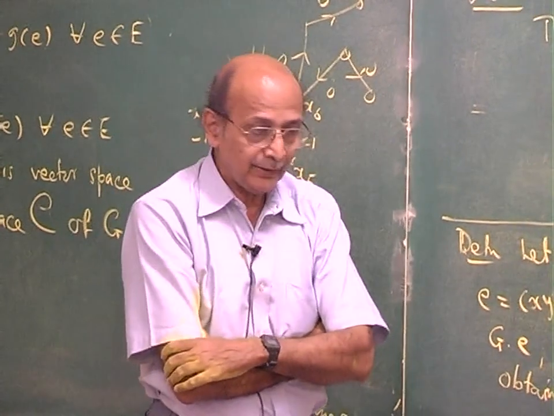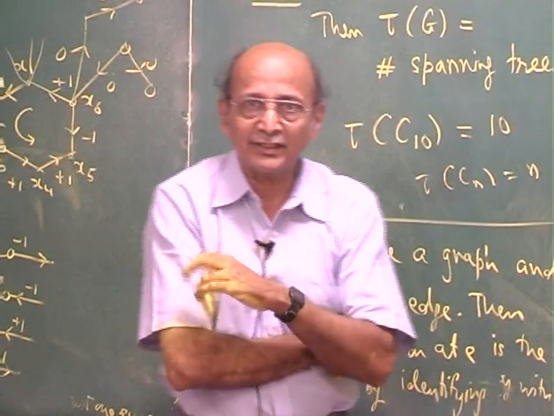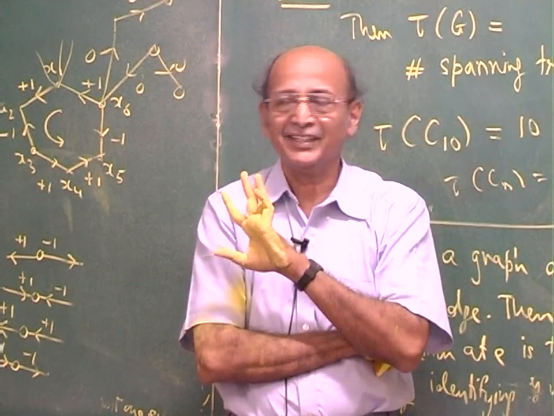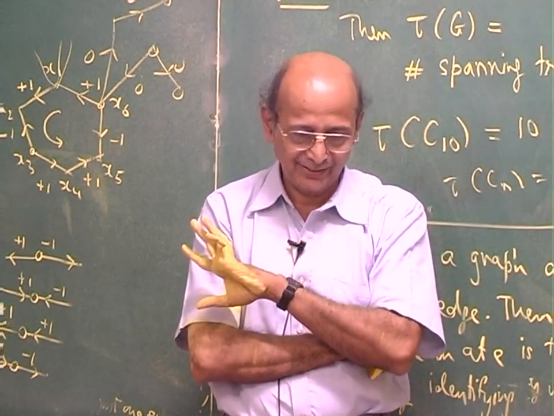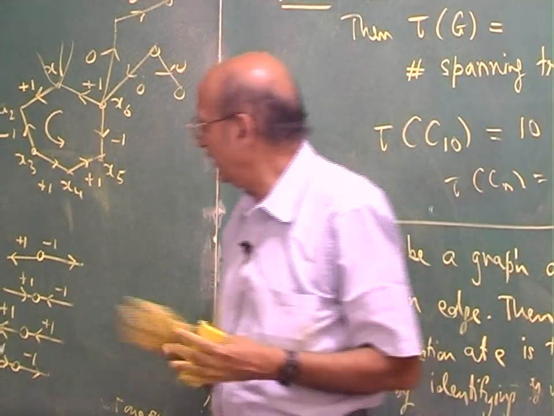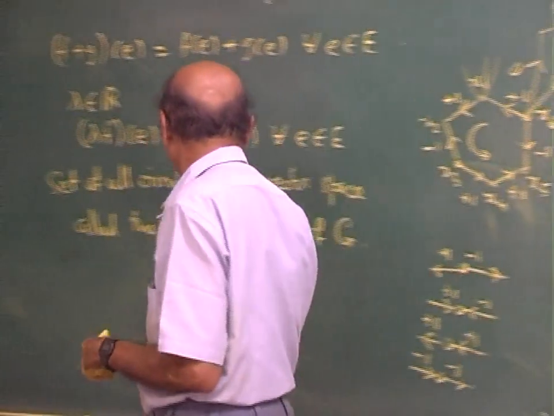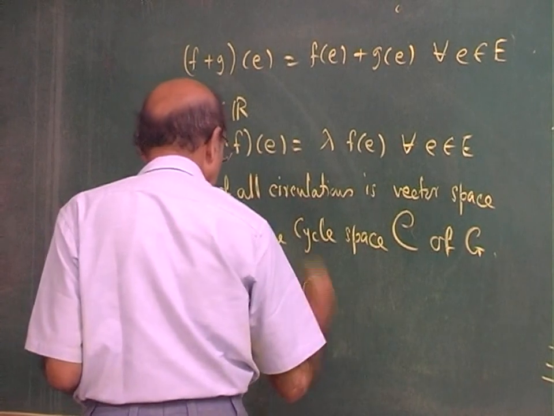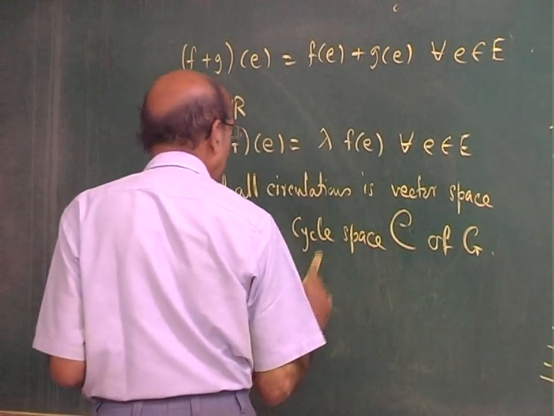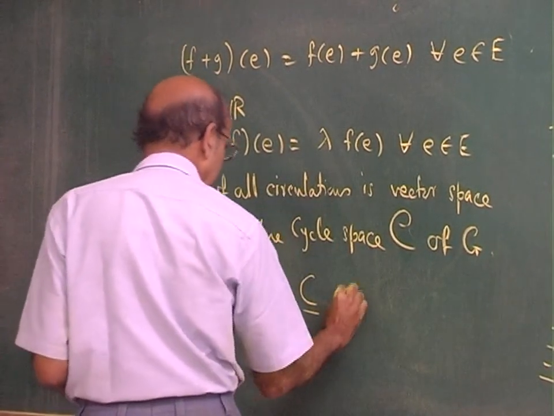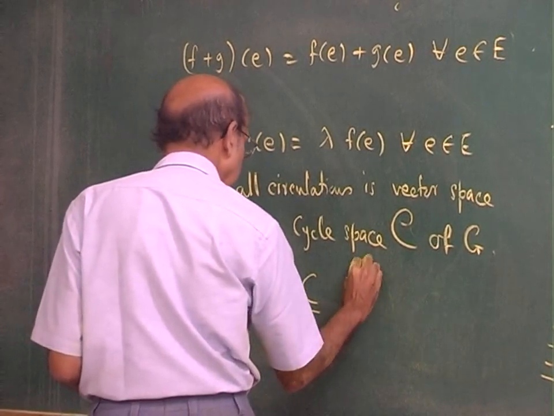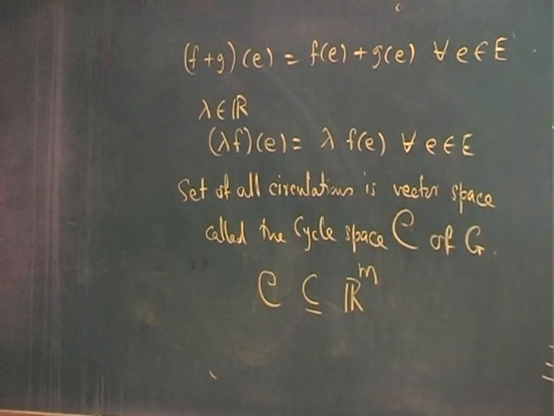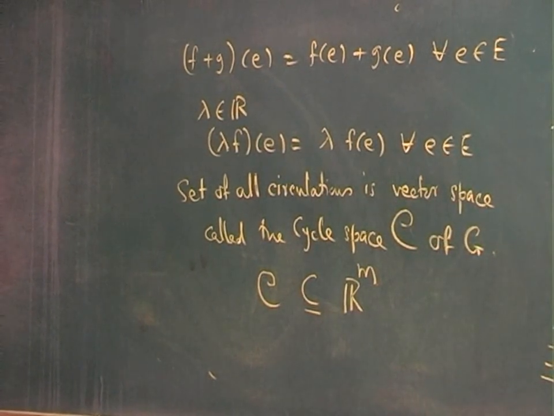Along with this, I want to define another vector space. This, incidentally, the vector space C is a space of functions. Where are these functions from? These are functions from the set of all edges. There are as many as m edges. Therefore, it's a subspace of R power m.